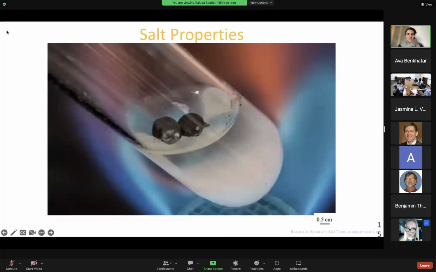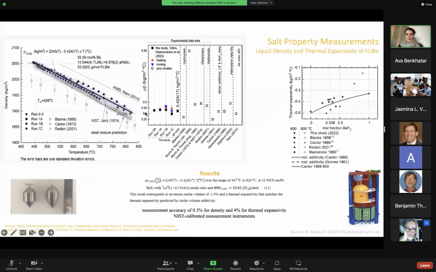So the next example I wanted to give is from salt properties, and specifically salt density. So salt density of mixtures could be predicted from molar volume additivity. So for example, if we know the temperature dependent molar volume of uranium chloride, and we know the temperature dependent molar volume of sodium chloride, then we could do a weighted average of the two and predict the liquid density of the mixture of the two. If there's any non-ideality, then of course the density will change.